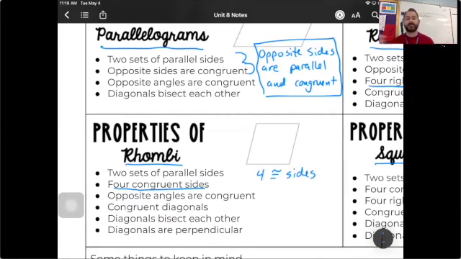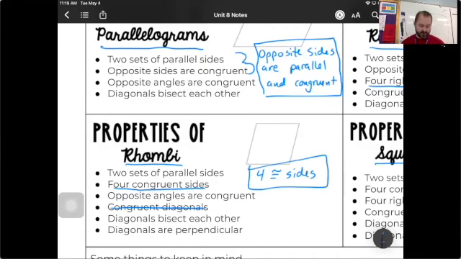Now, opposite angles would still be congruent, and there's actually a typo here. Congruent diagonals is wrong. In a rhombus, diagonals aren't necessarily congruent. That was a characteristic of rectangles. But diagonals would bisect each other, and diagonals are actually perpendicular. But we are focusing on the four congruent sides here. That's our main idea for a rhombus.